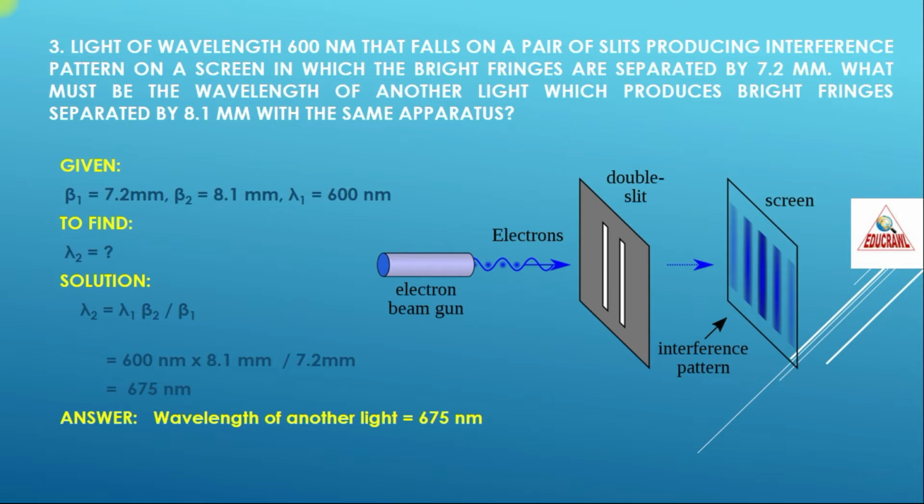We know the formula as lambda 2 is equal to lambda 1 beta 2 divided by beta 1. Substituting the given values lambda 1, beta 2, beta 1, we get lambda 2 as 600 into 8.1 divided by 7.2. Hence, it is equal to 675 nanometer. So, the answer is the wavelength of the other light is 675 nanometer.